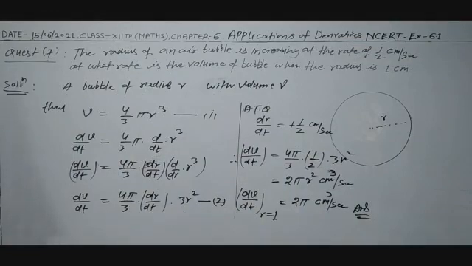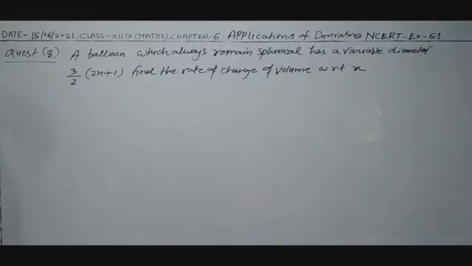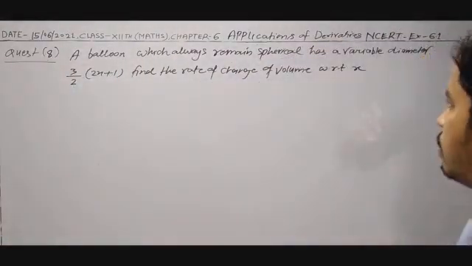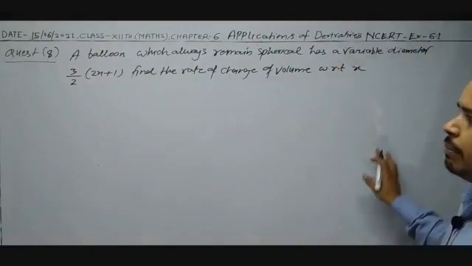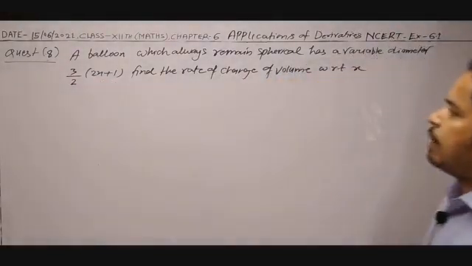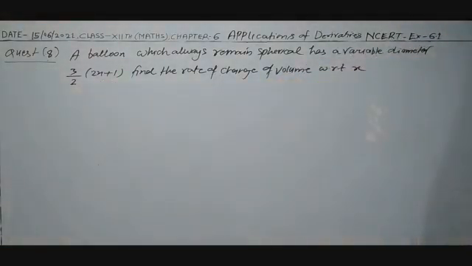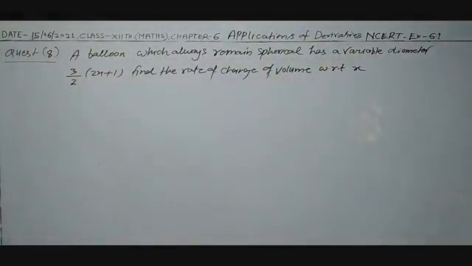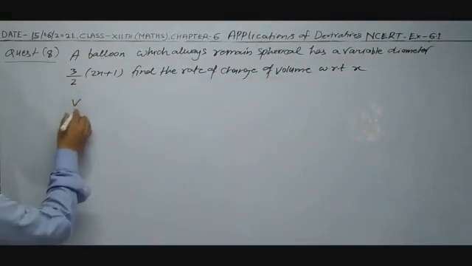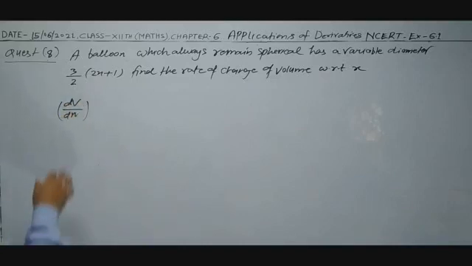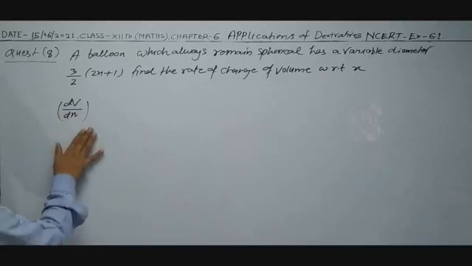Now come to the next question, question number 8. A balloon always remains spherical and has a variable diameter, 3/2 (2x plus 1). We have to find the rate of change of its volume with respect to x. If V is the volume, then we have to calculate dV by dx.